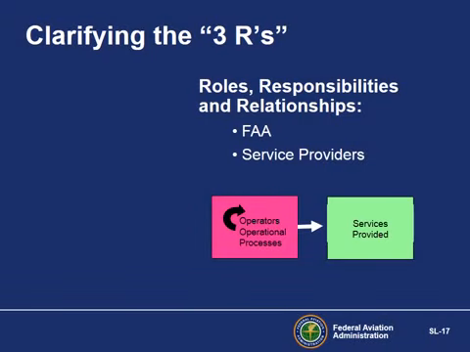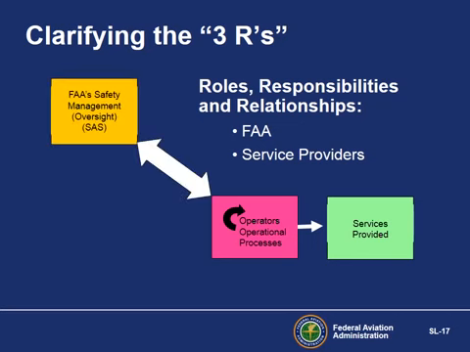Let's examine the roles, responsibilities, and relationships between the FAA and our service providers. Each service provider has operational processes that are used to provide services to their customers. The FAA has oversight processes that we use to accomplish oversight. Currently, we use the NPG and ATOS. In the future, we will use the Safety Assurance System, SAS, which will include our own internal SMS processes.